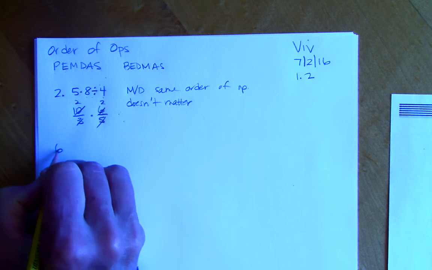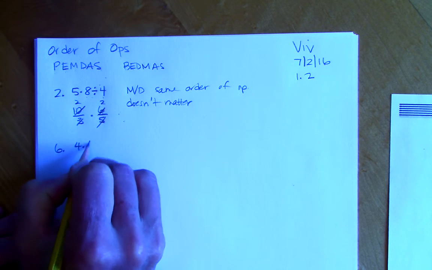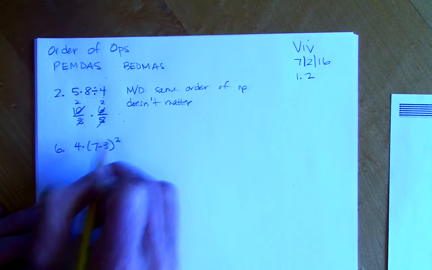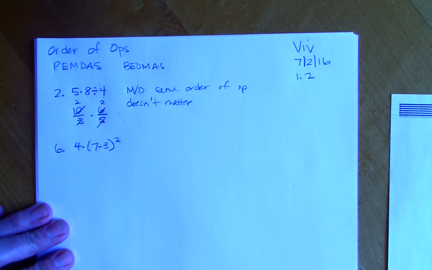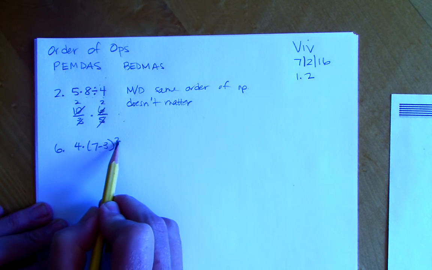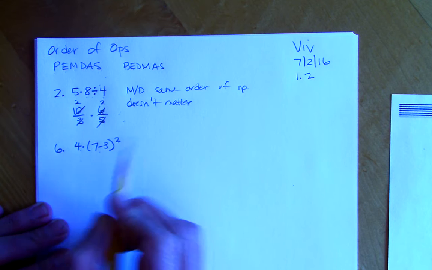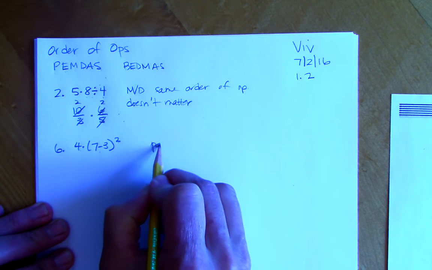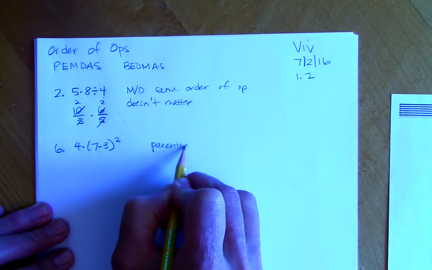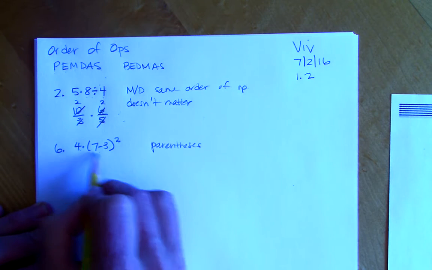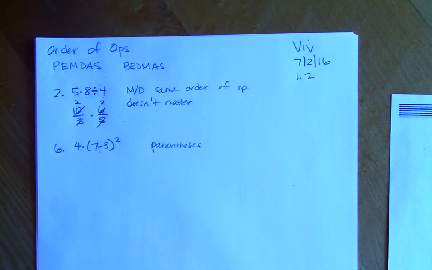Let's do number 6 because that's a little more involved. Parentheses, exponents, multiplication. So parentheses first, because the exponent applies to everything in the parentheses.